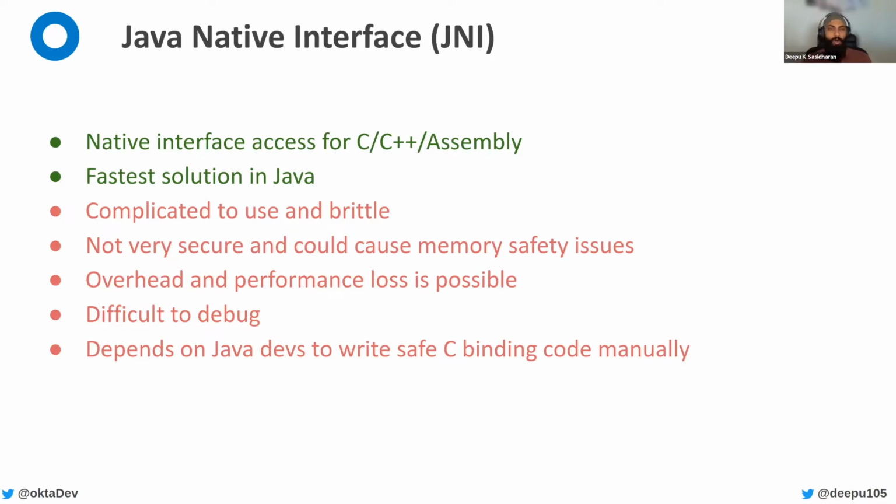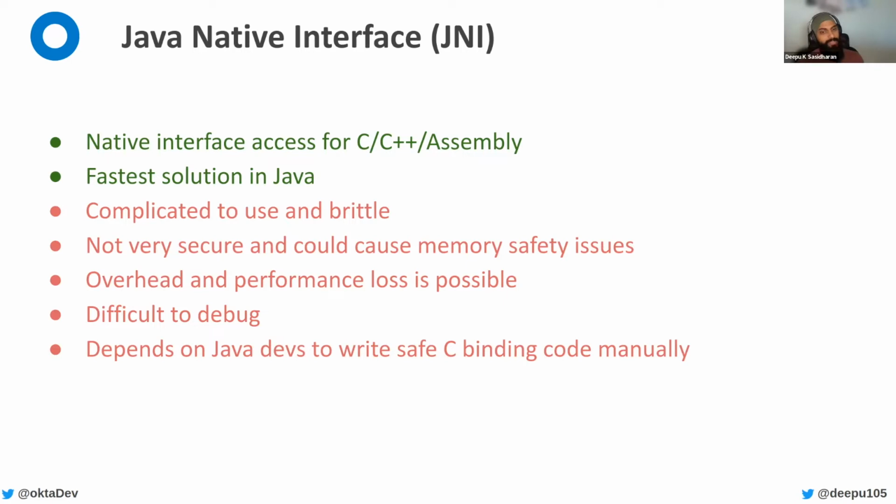So even to do a small native call using JNI, you have to do a lot of work, and it could still go wrong, and it could still end up being a security issue when you use JNI. So that's the biggest downside of JNI. Another issue with JNI is the complexity to use it, and also the need to write C bridging code manually. So these issues can lead to unsafe code.